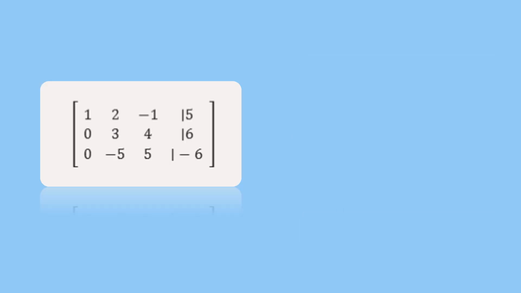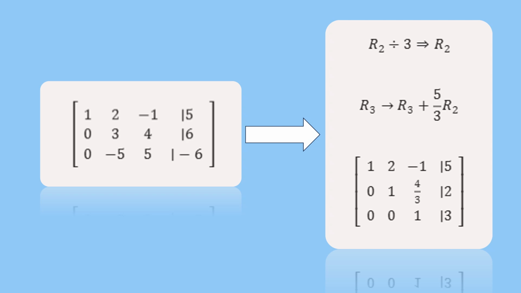Now, we adjust the second pivot by dividing the second row by 3, ensuring that all leading entries are set to 1. Next, we eliminate the entry in the second column of the third row. This is done by adding 5/3 of the second row to the third row. After completing this transformation, our matrix is now in row echelon form, making it ready for back substitution to solve for the unknowns.